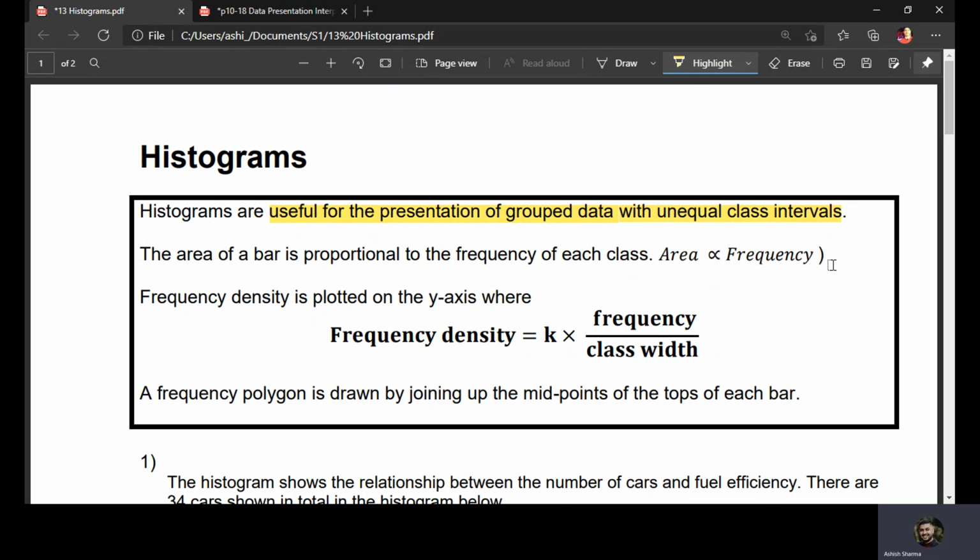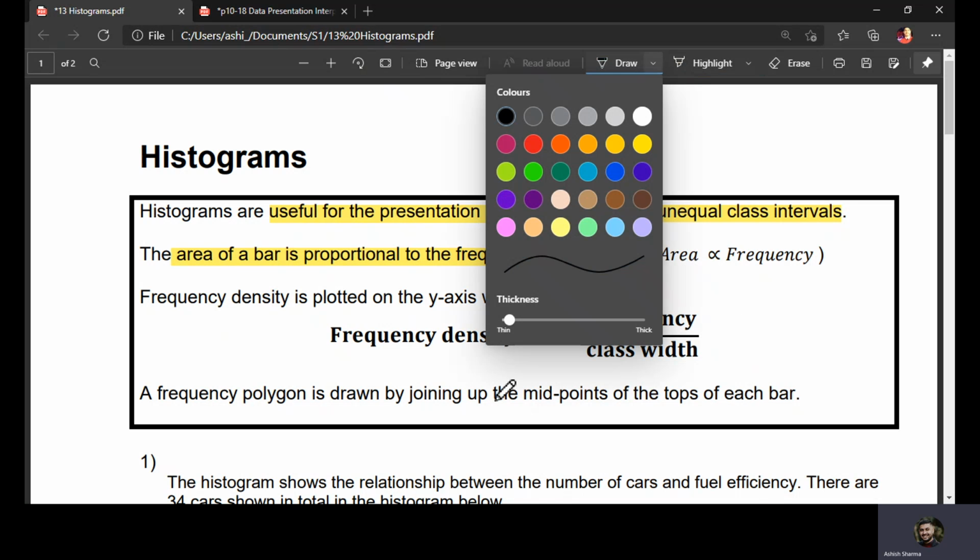Now, at GCSE, you were told that the area of the bar is equal to the frequency of each class. However, in reality, the area of the bar is actually proportional to the frequency of each class. Now, that has a little bit of a consequence when we're doing our work in this worksheet.